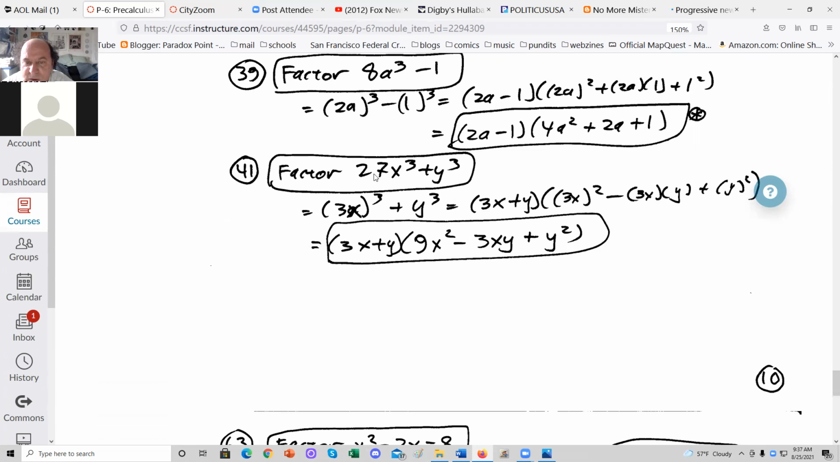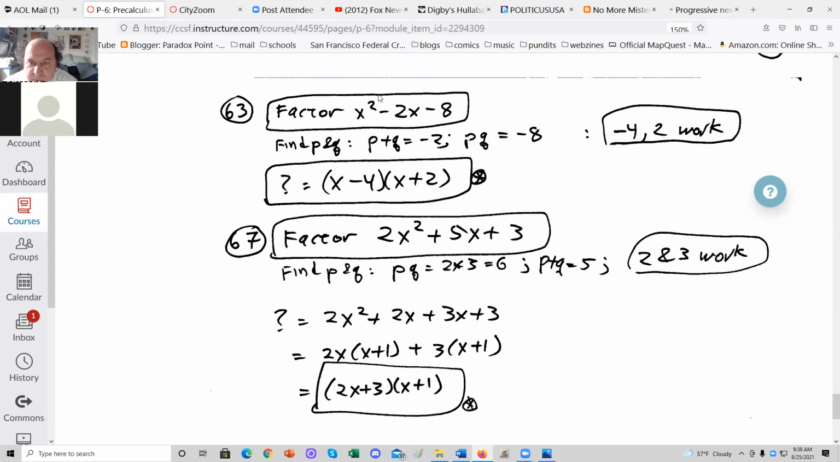And here we have to factor 27x cubed plus y cubed. 27x cubed is the cube of 3x. y cubed is the cube of y. This is a sum of cubes. And so the rule is that it will be a sum times square minus product plus square. 3x plus y times, and this is the square of 3x, minus 3x times y, plus the square of y. And this expands up, and this is the cleanup step. You get 3x plus y times 9x squared minus 3xy plus y squared.